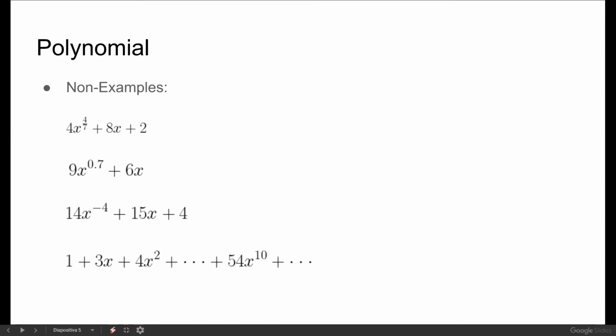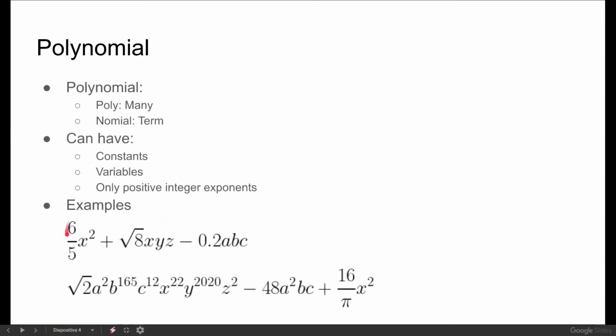So if we return here, we could see, for example, this term has degree 2. This term right here has degree 3 because it's the sum of the exponents of all its variables. So this is x to the power of 1, y to the power of 1, and z to the power of 1. So it will be 1 plus 1 plus 1, which is 3. This term will also have a third degree monomial, and this term will have 20 plus 2, 22, plus 12 plus 165 plus 2 as its degree.